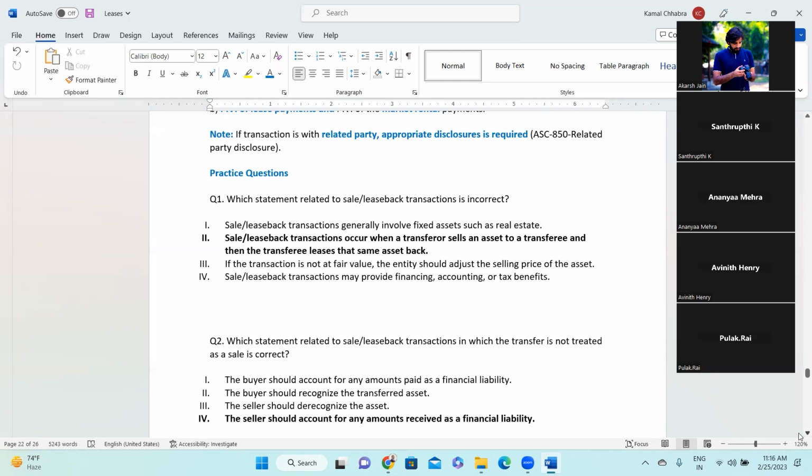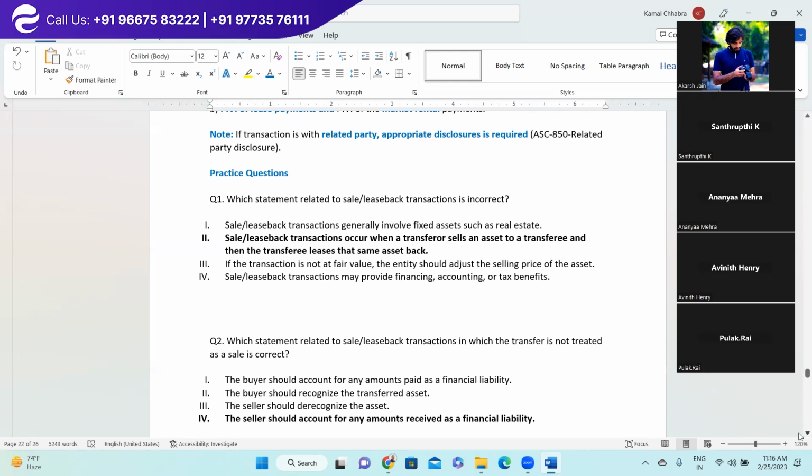True, right? ASC 842 is primarily for property, plant and equipment, including real estate assets. Second: sale and leaseback transactions occur when a transferor sells an asset to a transferee, and then the transferee leases that same asset back. That means the seller sells an asset to the transferee, and then the transferee leases the same asset back.